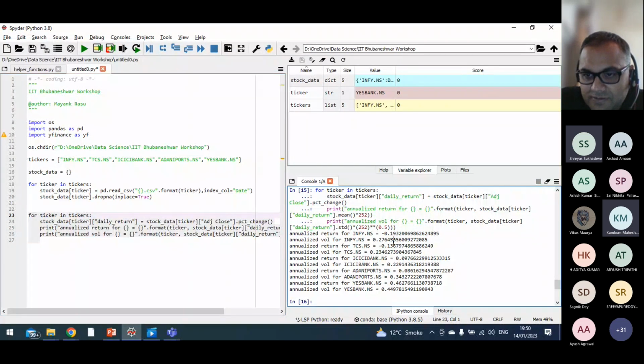Okay, so now you have more detailed information. Infosys gave minus 19% return, but the volatility was 27.6%. TCS gave minus 13.6%, volatility was 23.4%. ICICI gave 9.7% with volatility of 23%. Adani Ports, 8.6% return with volatility of 34%. Yes Bank gave you 46% with volatility of 44%.